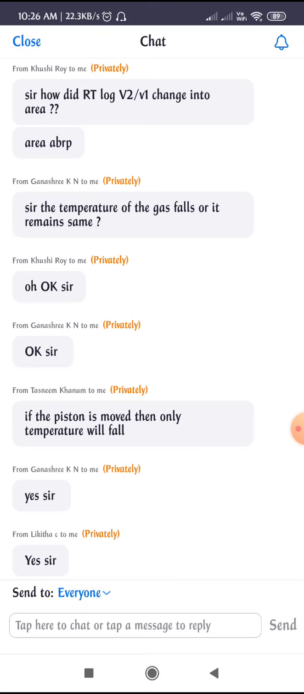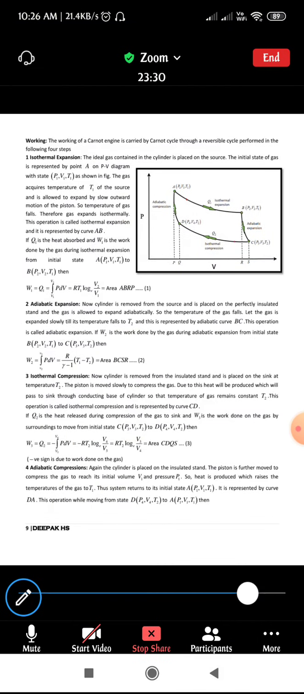But since you have placed the cylinder on the source, what happens? As I said, the cylinder draws heat. Whatever loss in temperature occurs when the gas is allowed to expand is compensated by the source. Heat flows again so that it maintains the temperature the same. Hence the temperature doesn't change, but the pressure and volume change. So this is regarding the isothermal expansion.